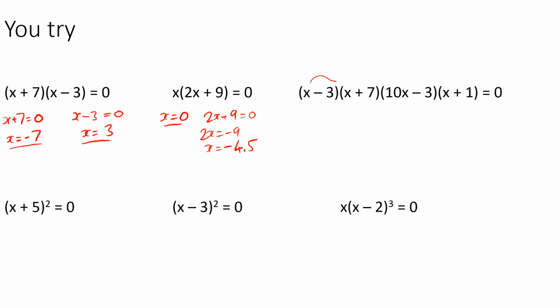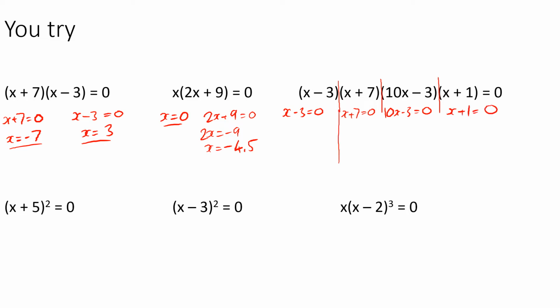What about this sort of monstrous customer here? Well, we can still do the same thing. One of these has got to be equal to 0, so we're going to have 4 solutions rather than 2. This is actually a quartic equation, which, to be honest, you're probably not going to get asked in GCSE, but the principle is exactly the same.